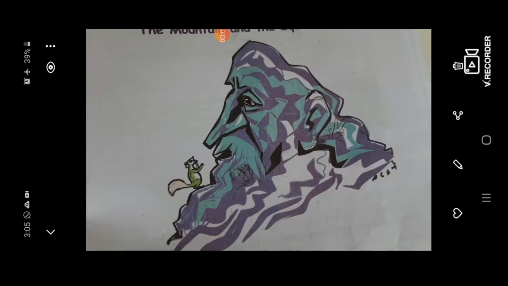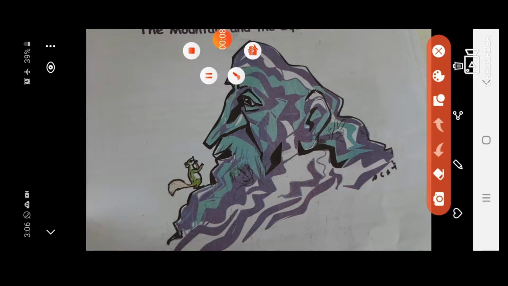Let's go there. You know who are there? Take your textbook. Okay, look at this picture. What do you see in this picture? Who are there in that picture? Who is this? Is it a man? No. It's a big one. That is the big mountain. Who is this? That's a squirrel. What are they talking about? They are talking something. What are they talking about?